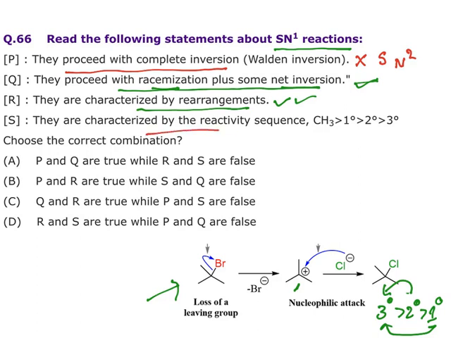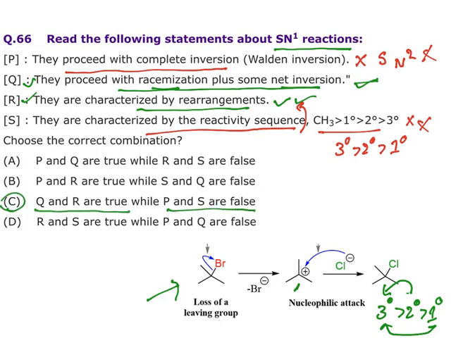They are characterized by reactivity sequences. This, no. Just now we have seen about rearrangement. Rearrangement is in the sequence of tertiary is greater than secondary is greater than primary. So this one is not true, whereas the Q and R statements are true. So we need to figure out that combination. See, Q and R are true while P and S are false. This is the answer. Again, this is completely based on the SN1 reaction mechanism. I have made a video on nucleophilic substitution reaction. Please watch it for the detailed mechanism.